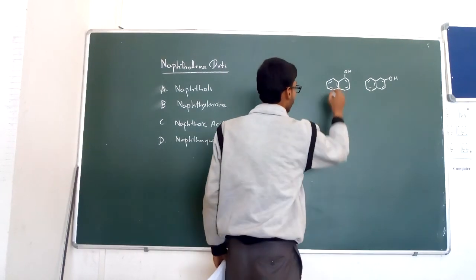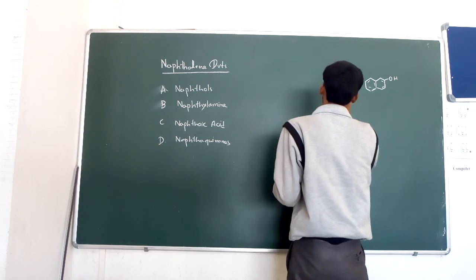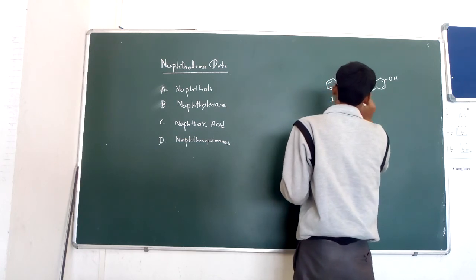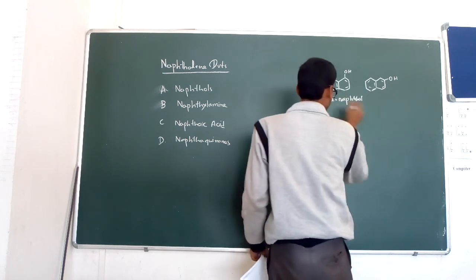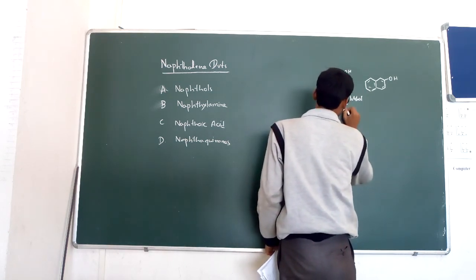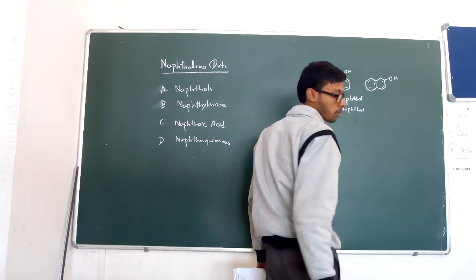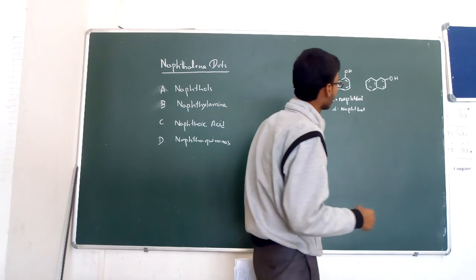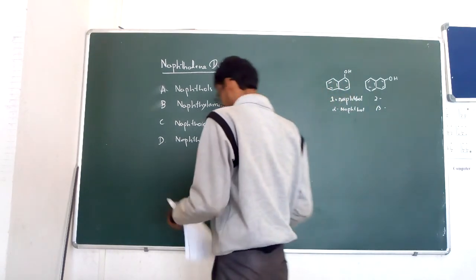So that is called naphthol. When the hydroxyl group is attached at the C1 position, it is called alpha naphthol. And when the hydroxyl group is attached at the C2 position, it is called 2 naphthol or beta naphthol.